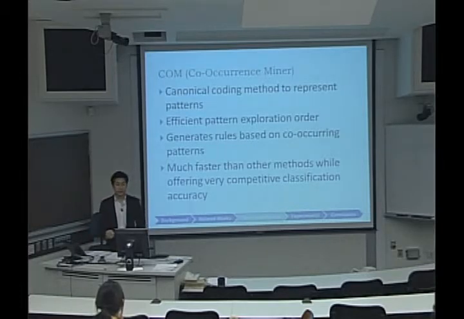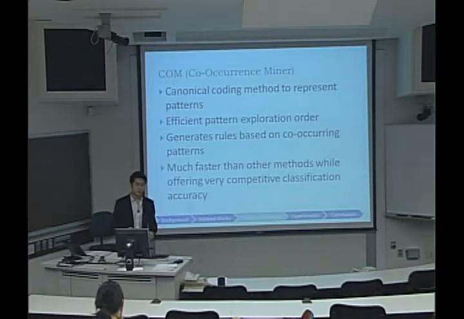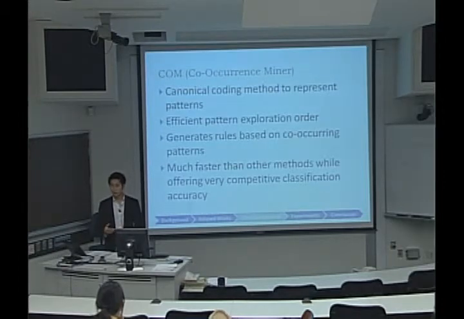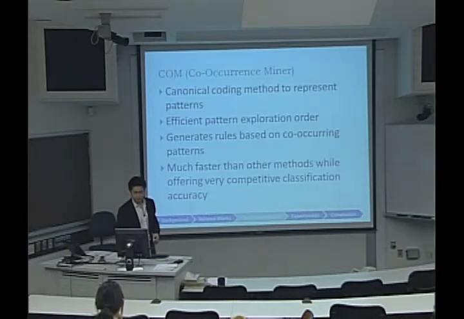Several of the key features of this algorithm are that it uses a canonical coding method to represent the patterns. That is, it can represent each pattern uniquely, and this allows us to create an efficient pattern exploration order in which we explore the pattern space efficiently without repeating any patterns that we've already visited. The end goal is creating rules based on these co-occurring patterns that can discriminate between graphs in the positive set and the negative set. What we find is that this is a much faster algorithm than traditional algorithms, and it also offers very competitive classification accuracy.